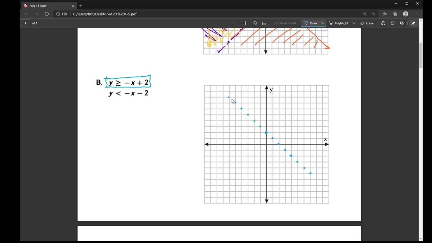And then we need to see whether it's going to be a solid line or a dotted line, so we check the inequality symbol. Because this can be equal to, this is going to be a solid line. So I'm going to do my best to draw a straight line between all of these points. Once we have that, then we need to go through and shade. So this says that y is greater than or equal to all this stuff. So that means that in terms of shading, I would shade up from that line. I would shade this way.